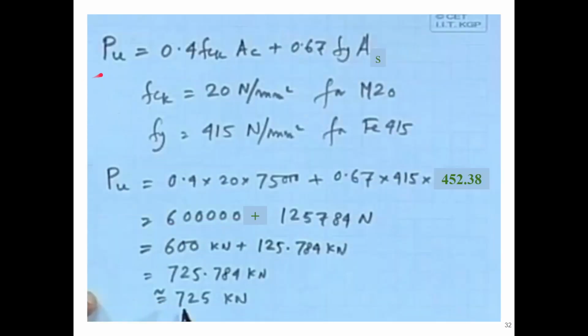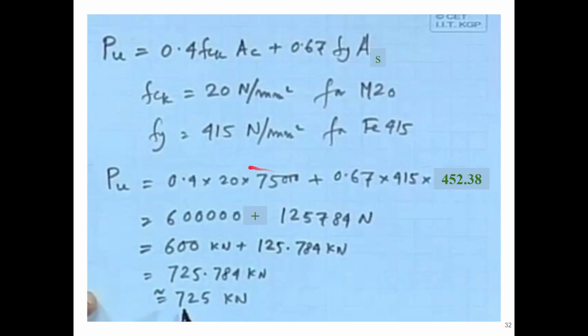So the Pu value. As I told you, this is the standard equation: Pu equal to 0.4 fck Ac plus 0.67 fy As. The fck value is 20, the fy value is 415, and putting in the values we get 725 kilonewton.